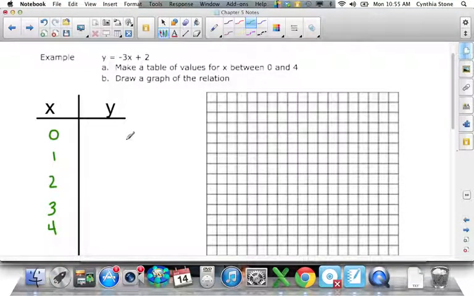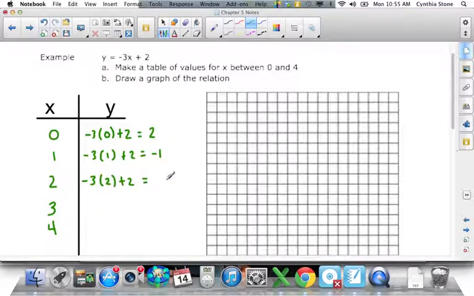And to fill in the table of values then, I say, well, y is -3 times x plus 2. So I'd go like this, -3 times 0, because that's x, plus 2 equals 2. Right? -3 times 0 is 0, plus 2 is 2. Then you go -3 times 1 plus 2 equals -3 plus 2 is -1. Same thing down here, just keep going. Minus 6 plus 2 is minus 4.